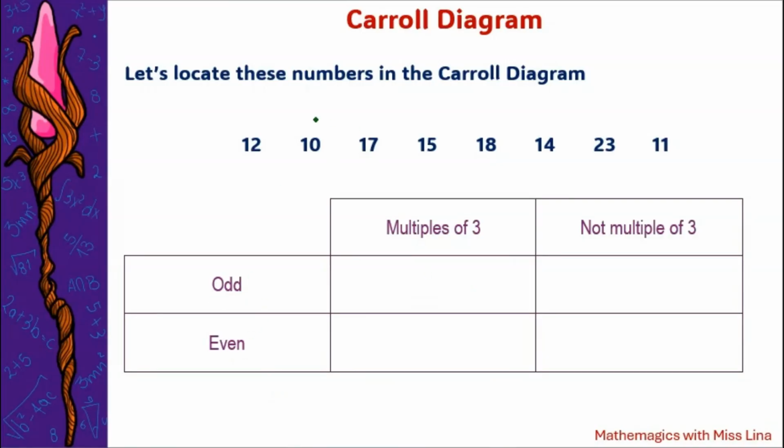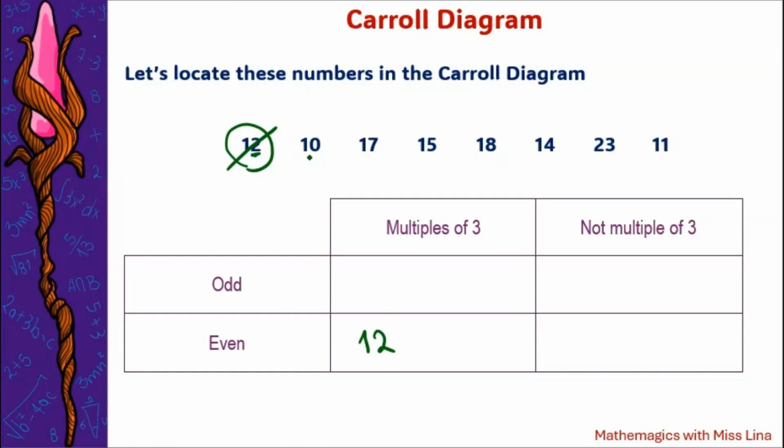So let's see. The 12, is it a multiple of 3? Yes, because 3 times 4 is 12. And then, is it odd or even? Since the last digit is 2, it is an even number. So we would put it here, 12.